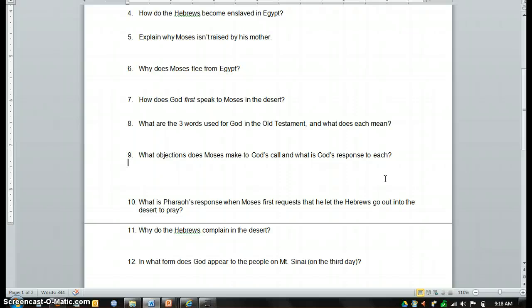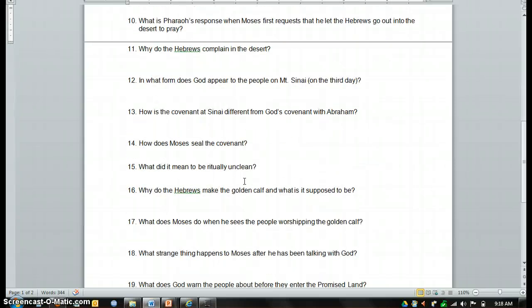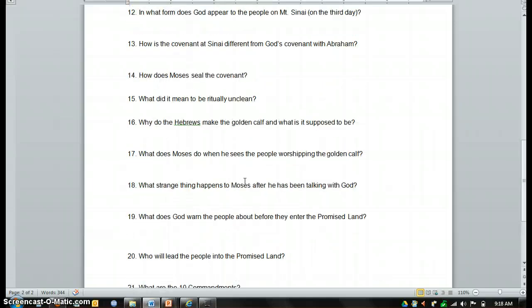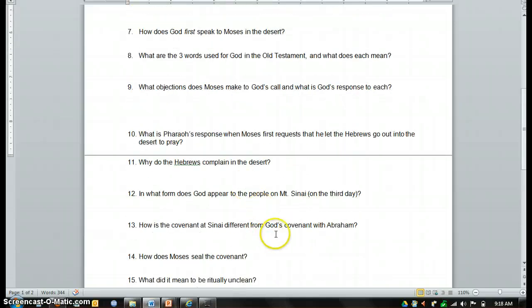But then he's like, wait, what if they don't believe me? And so God's like, well, and this is, where is it? Oh, maybe this isn't another question. But anyway, so Moses says, well, what if they don't believe me? So God says, I'll give you these 3 signs you can do. One, you can throw your staff down and it'll turn into a snake, and then you can pick it up again and it'll turn back into a staff.